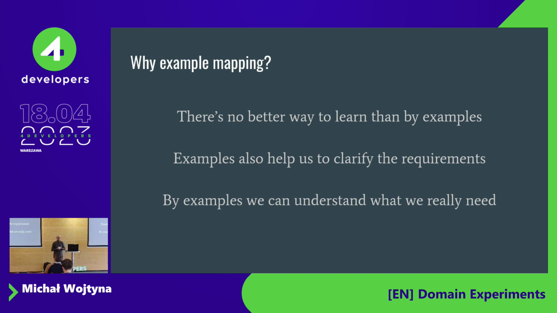This way, at least. So previously I mentioned the example mapping method, and as we established before, the best way to learn is by examples. By examples, we really understand what we need, and there are a lot of ambiguities that might appear that are simply solved by expressing stuff just like you would express it to a child.